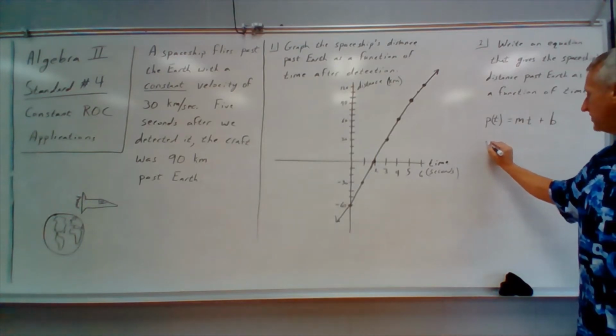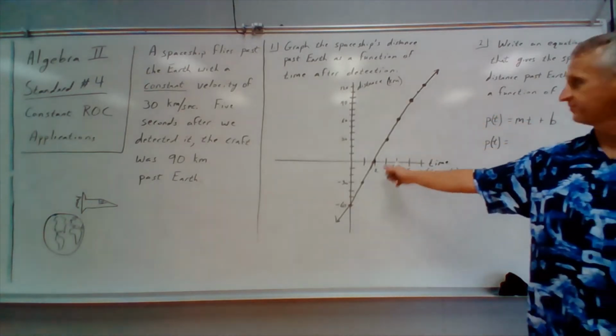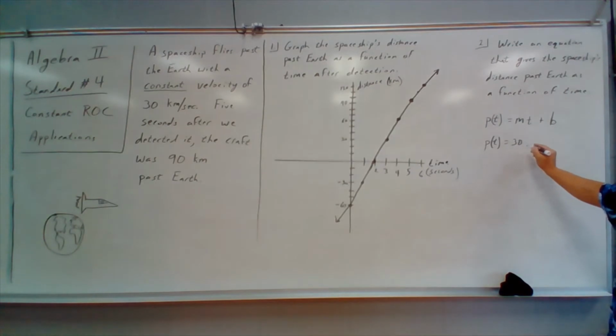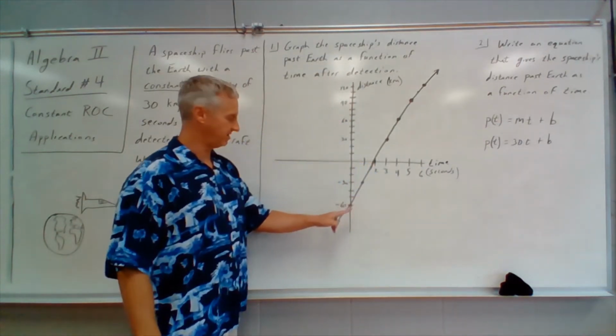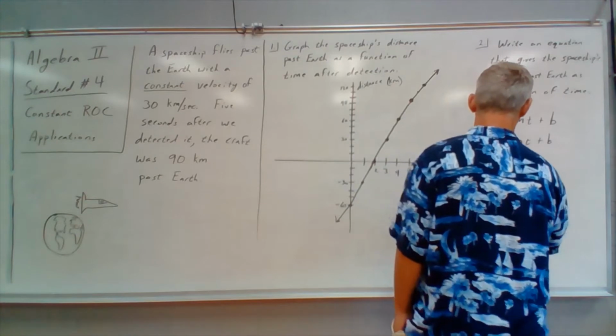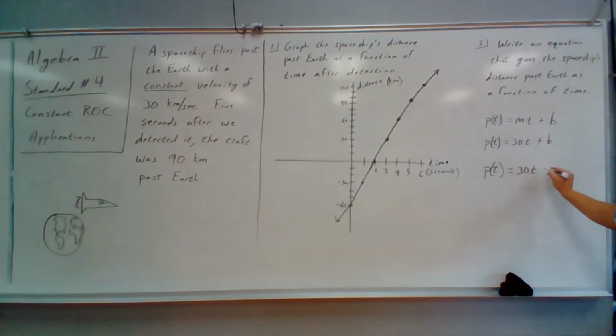What is the slope of our line? The slope would be 30. What's the y-intercept? Well, we've already found the y-intercept by graphing it. It's at negative 60. So our function is P of t is equal to 30t minus 60.